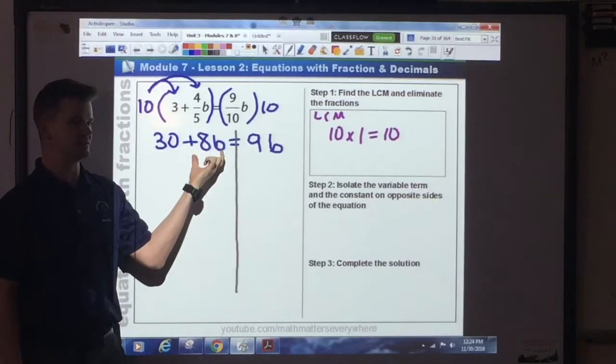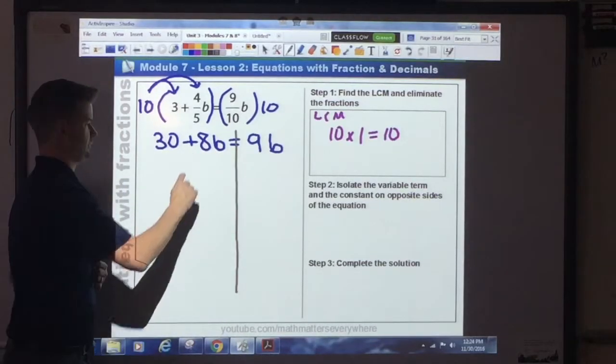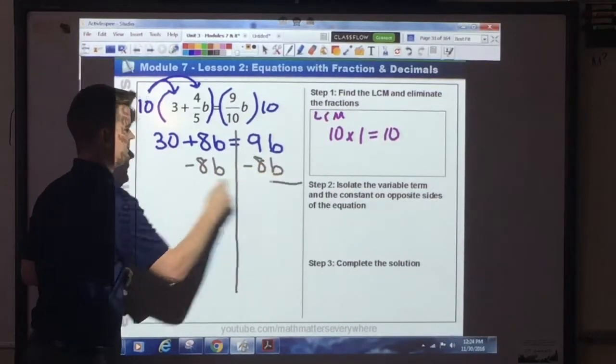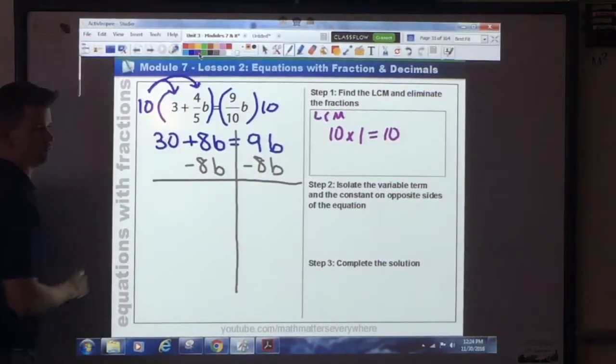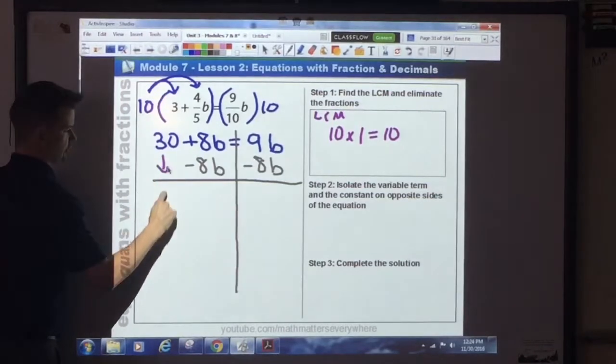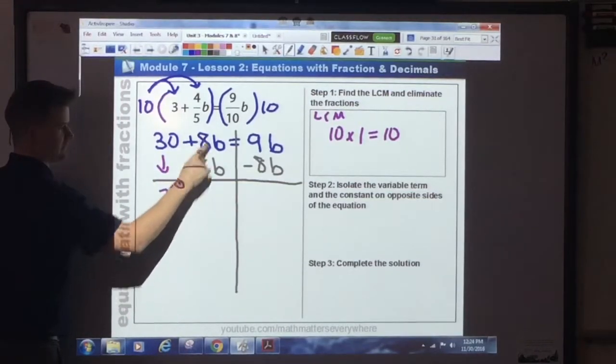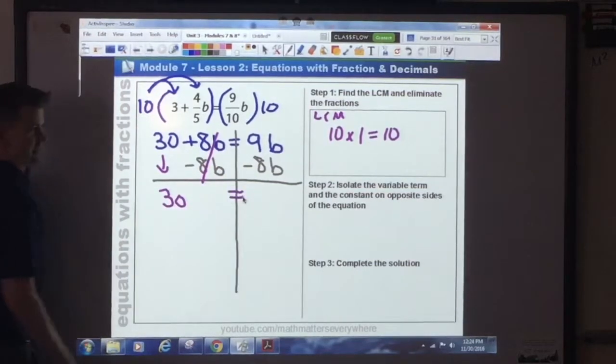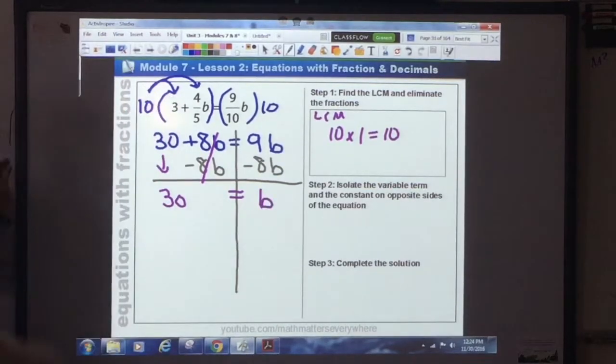What's the inverse of a positive 8b? Negative 8b. So we're going to subtract 8b here. We're going to subtract 8b here. And then we always work from left to right. We bring down the 30. What happens to the 8b's? They cancel. And then 9 minus 8 is 1. And 1b is the same as just writing b. And that is solved. Just like that.